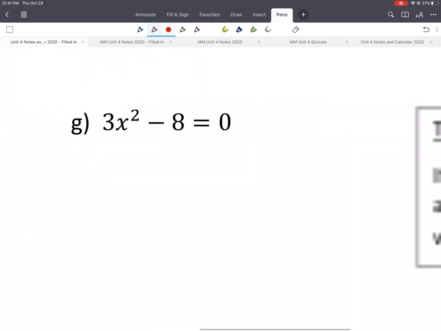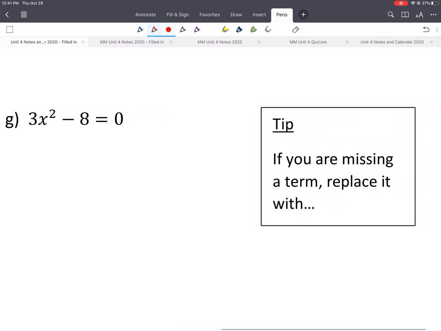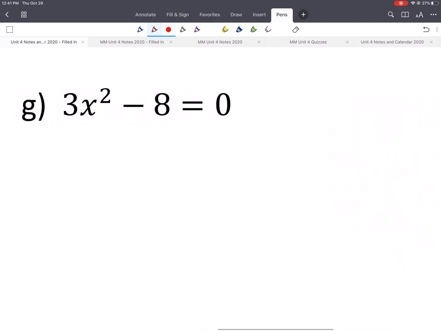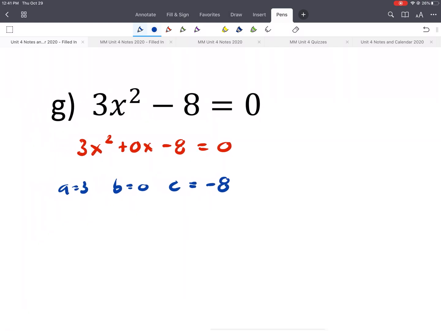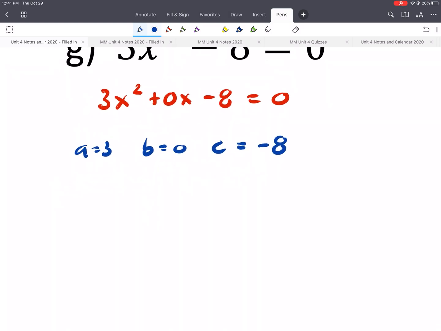All right, last but not least, if you're missing a term, replace it with a 0. So if you wanted to, please write it like this: 3x squared plus 0x minus 8 is equal to 0. Now we can label A is 3, B is 0, and C is negative 8. If you could choose a method, I would not use the quadratic formula for this one, because you could just use square roots to solve. You could add 8 to both sides, divide by 3, and then square root. But let's see what we end up getting.